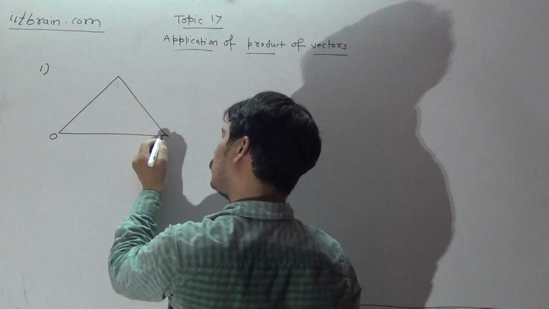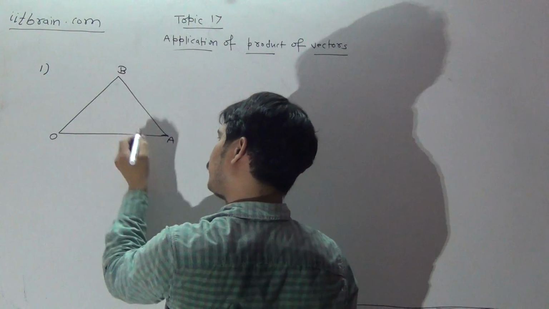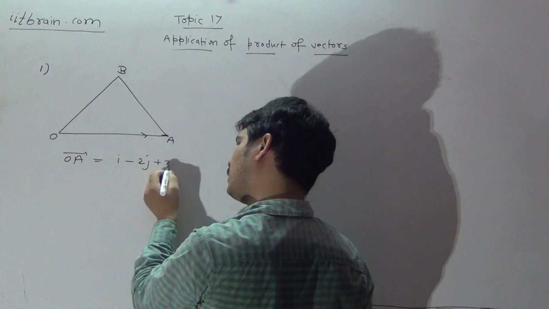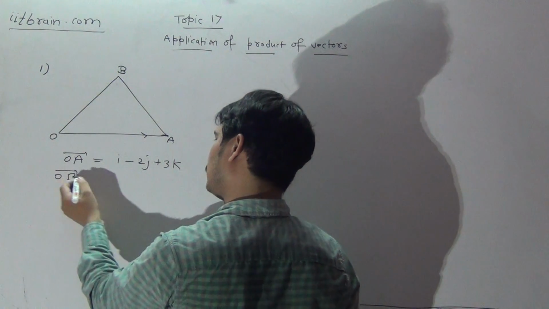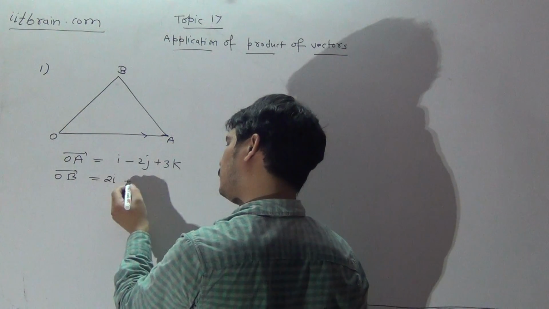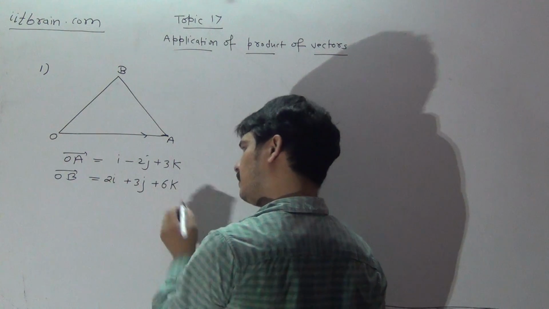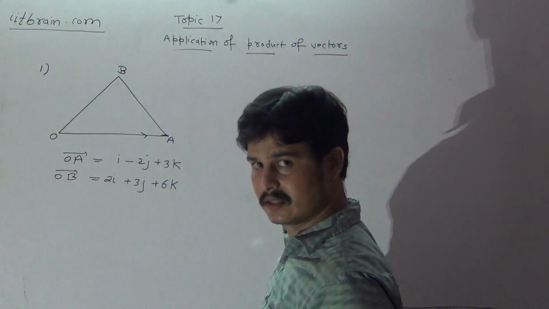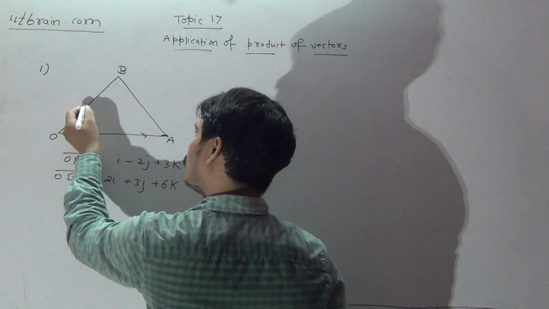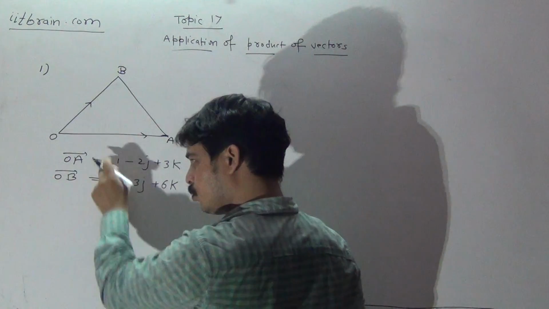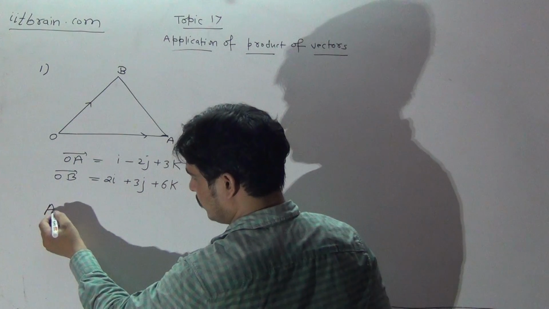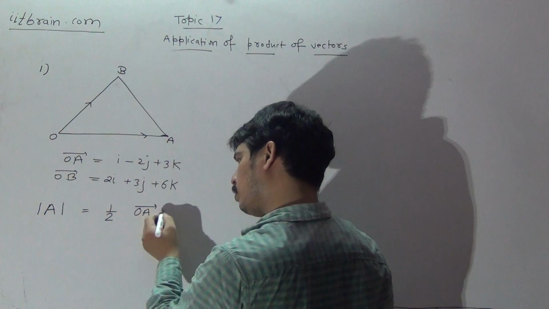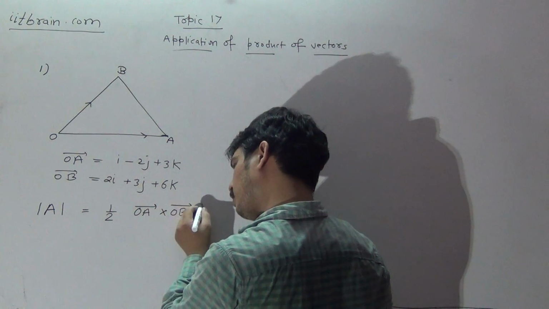from a point O, in a triangle OAB, if OA vector is given as i minus 2j plus 3k and OB vector is given as 2i plus 3j plus 6k. If OA vector is i minus 2j plus 3k and OB vector is this, and we have to calculate the area of this triangle by using these two vectors, then the formula of area will be, area is half of the mod of OA cross OB.